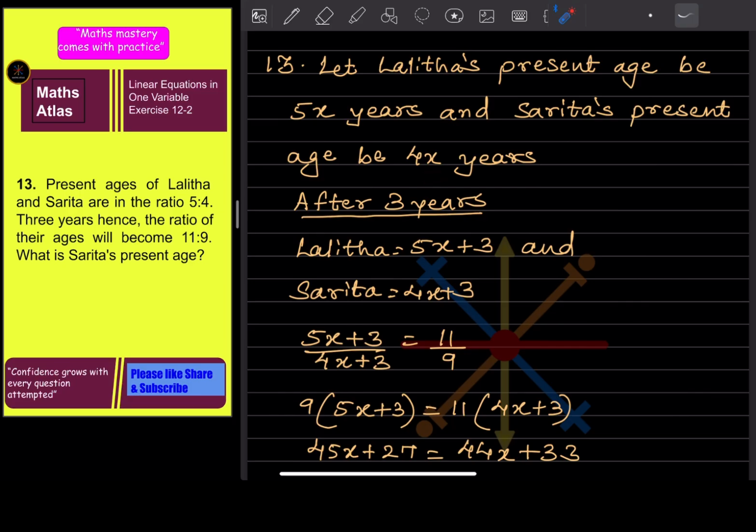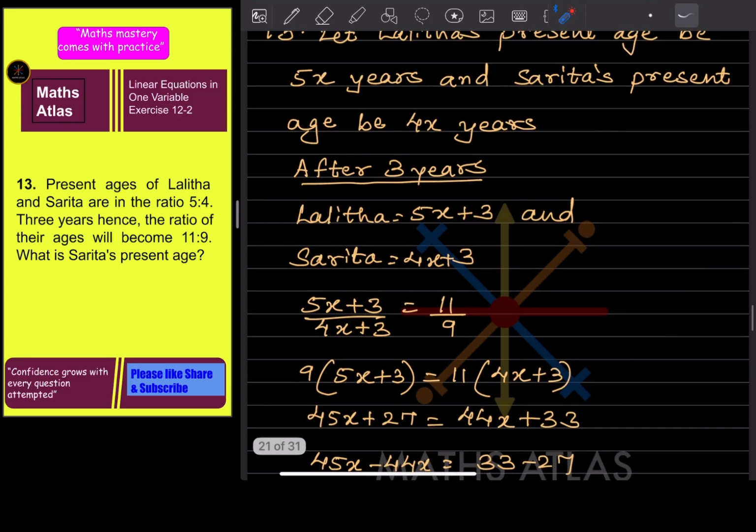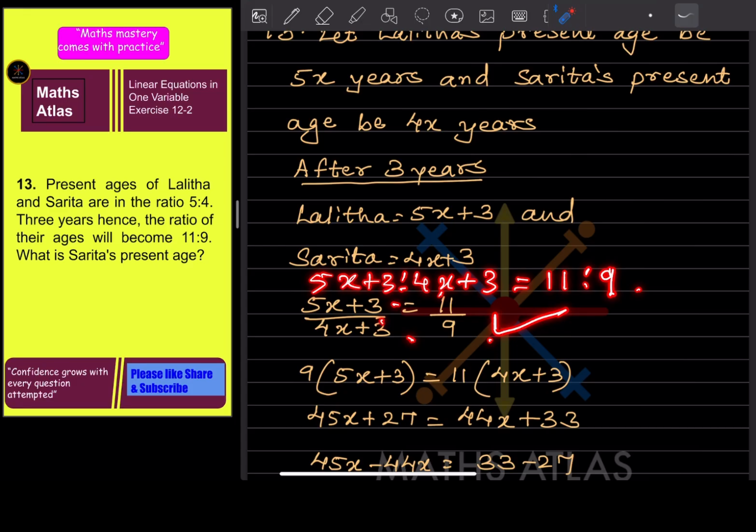So 3 years hence means after 3 years, Lalita is going to be 5x plus 3 and Sarita is going to be 4x plus 3. So 3 years hence the ratio of the ages of both of them is going to be 11:9. So we can write it as 11/9. So here we can write 5x plus 3 is to 4x plus 3. If you want, you can put one sentence over here, and then later on write it here. So 5x plus 3 divided by 4x plus 3 is going to be 11/9.